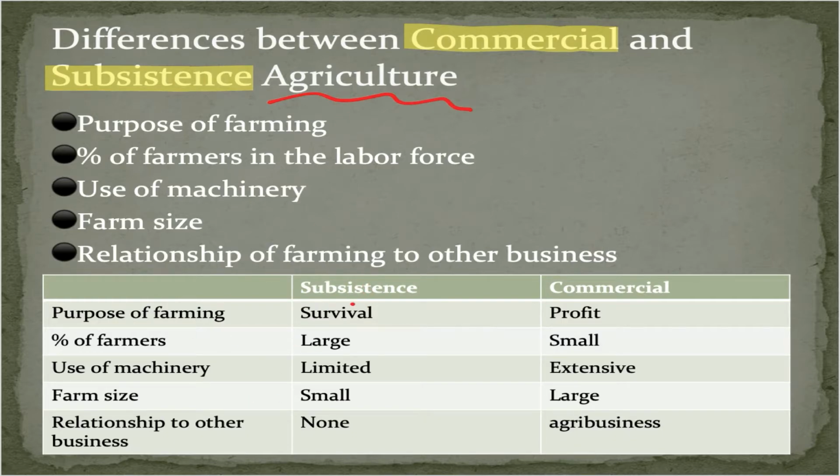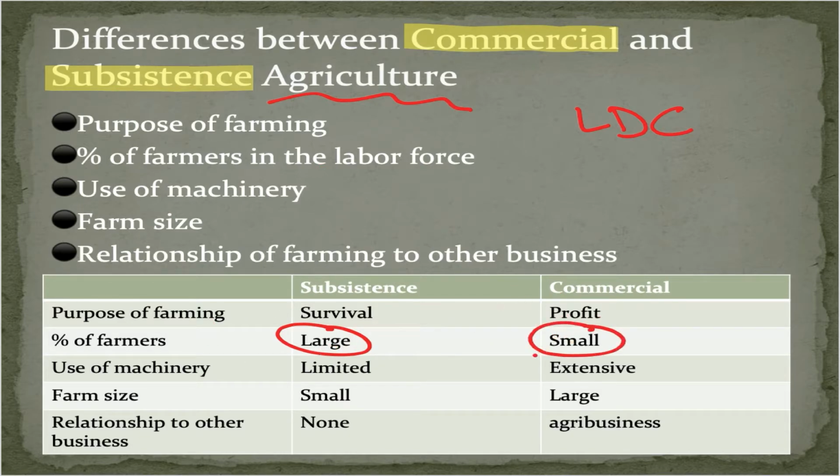So we will take a look at this chart. In subsistence agriculture, the purpose of farming is to survive, to provide for the farmer's family or themselves, whereas commercial usually looks at profit. The number of farmers in subsistence agriculture is usually large because if you think about it, if you have farmers that grow their own food, you're most likely in a less developed country. So you have more farmers because you have less technology.